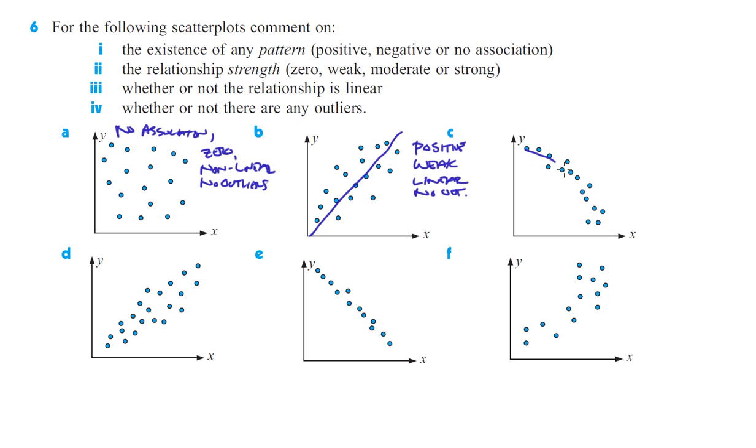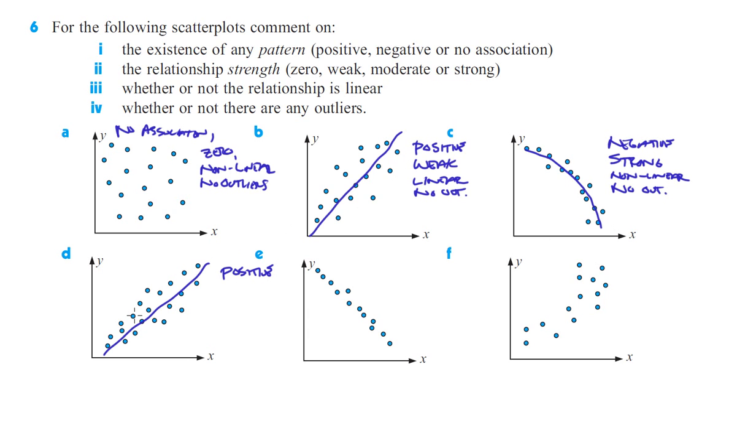Okay, this one here, to make our line through that, kind of looks like so. So this would be negative. Okay, doesn't make a perfectly straight line. That's pretty darn close. That's pretty good. So we're going to go with strong. Okay, does not make a straight line, so non-linear. And then there are no outliers on this either. Okay, this one here, pretty similar to B here, positive.